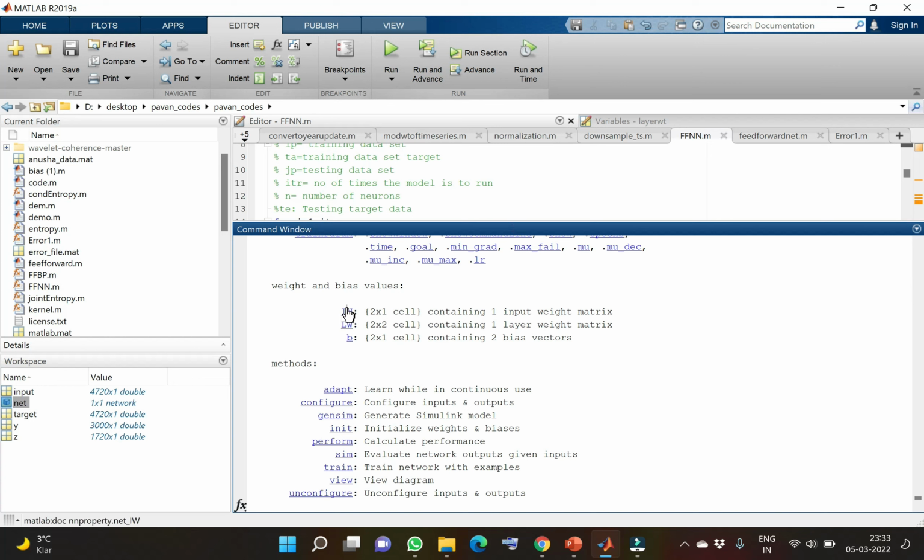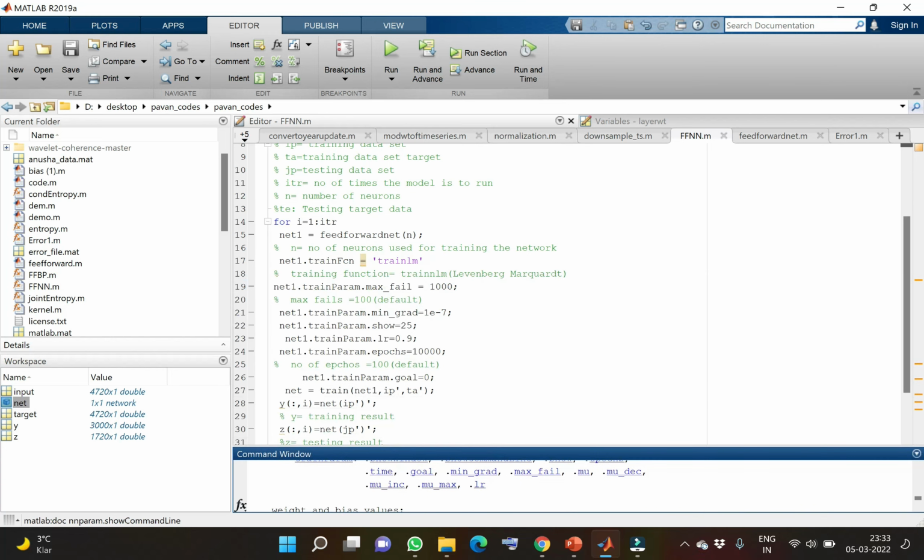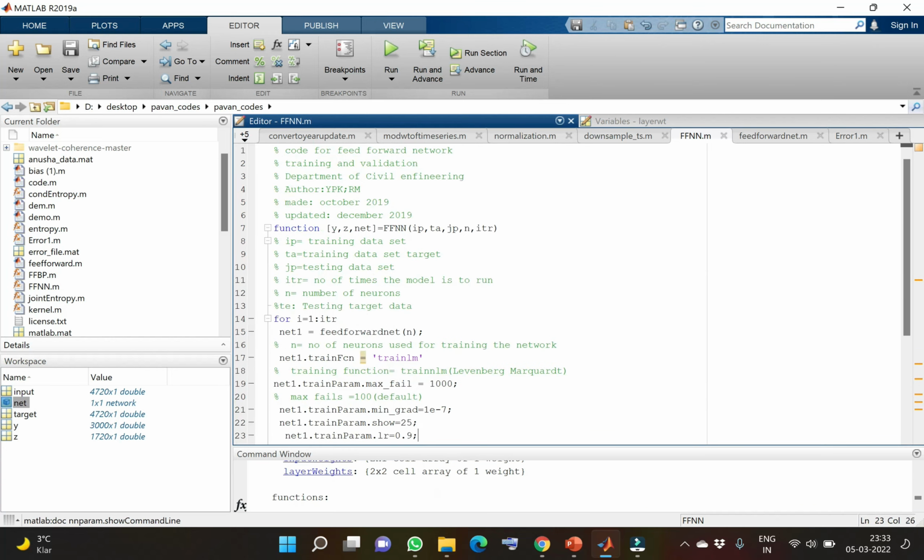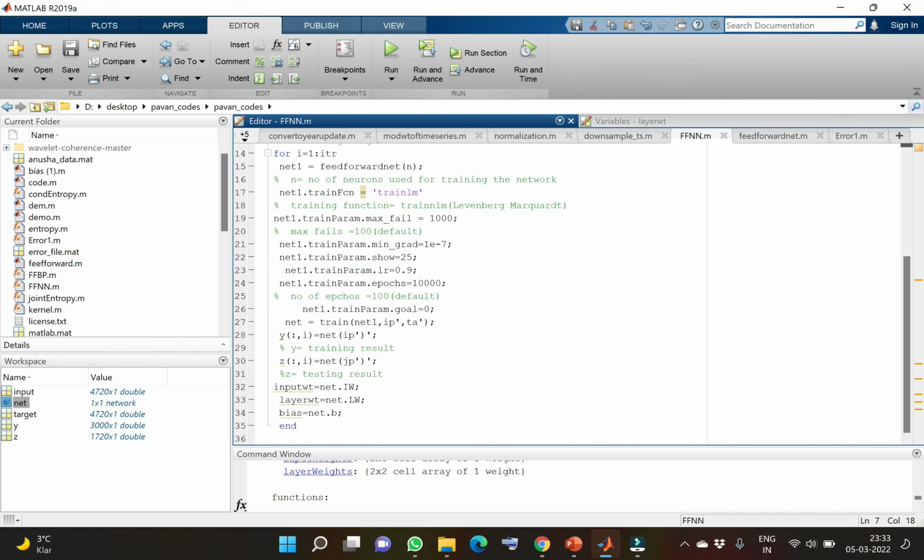So I'm just calling out the results which were already saved, and it did not show the results to us, because whatever we put inside these brackets are the only results which will be saved. I have mentioned these things like this, saying network, because that is the main network here. So I am asking it to go into the network and give me the input weights, layer weights and biases.